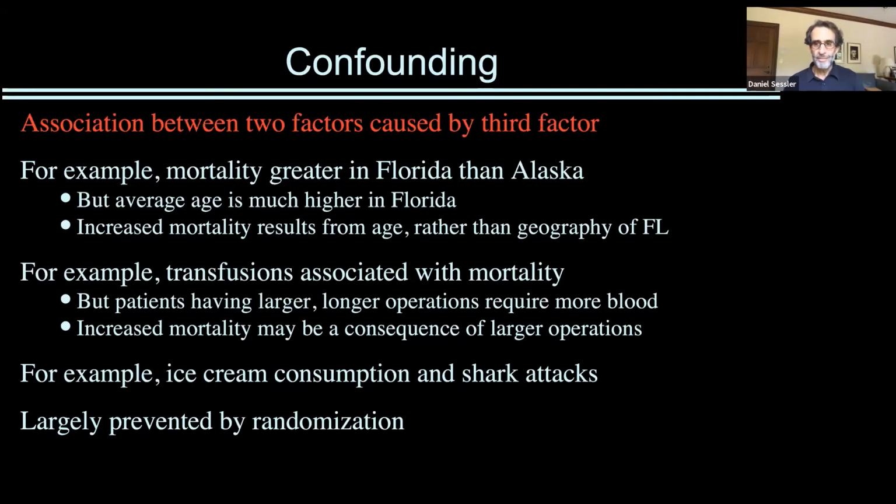To give you another non-medical example, there's an association between ice cream consumption and shark attacks. Well, it's because people eat a lot of ice cream in the summer, and they also go swimming in the summer and are more likely to be attacked by sharks. So it's just confounding. Ice cream, of course, has nothing to do with shark attacks. Confounding, like selection bias, is largely prevented by randomization. And that's why randomized trials are considered the gold standard.